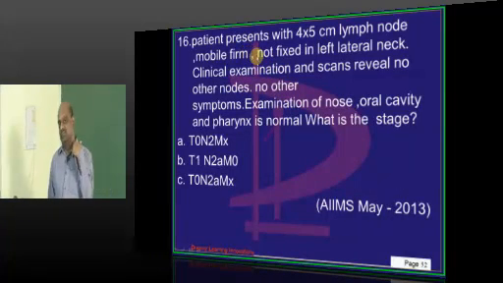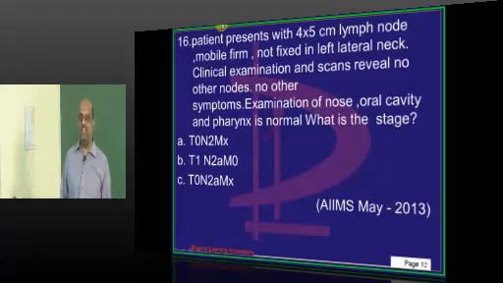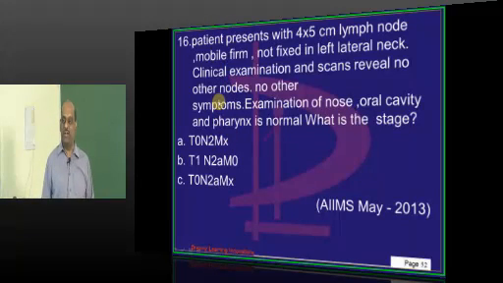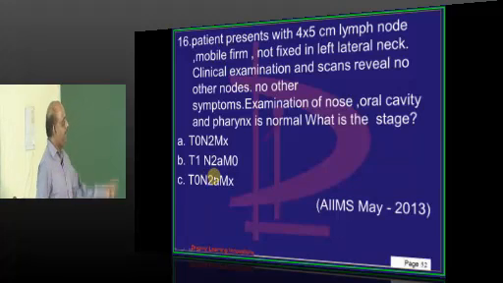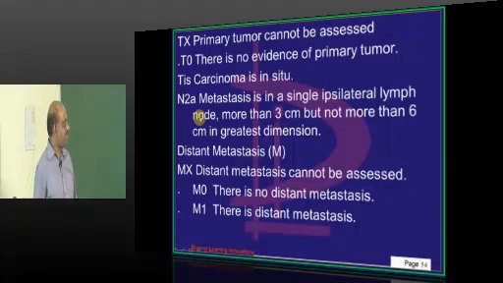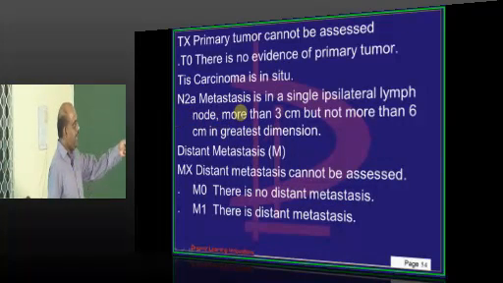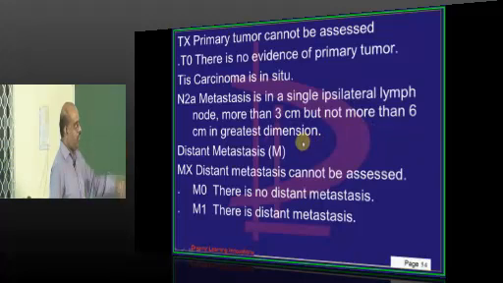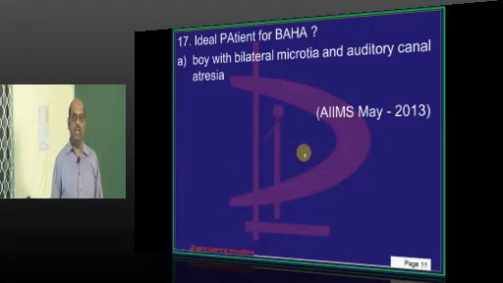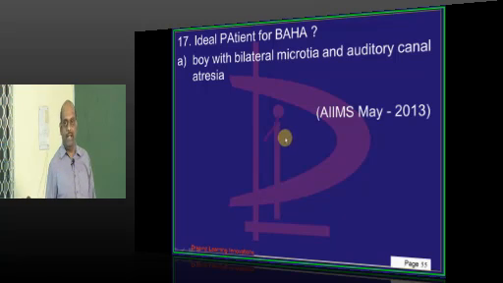One staging of the American Joint Committee on Cancer, you must be lucky enough at that time to remember what is right, what is wrong. Anyway, basically T0 means no evidence of primary tumor as in this case. M0 means there is no metastasis. N2A means more than 3 but not more than 6. This is the typical American Joint Committee criteria.